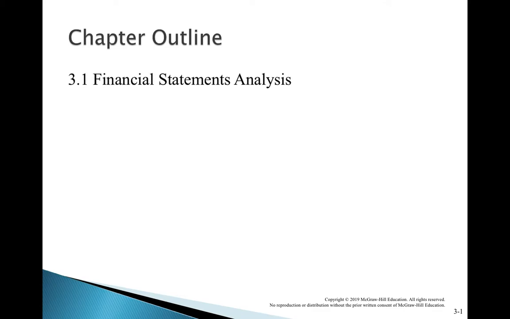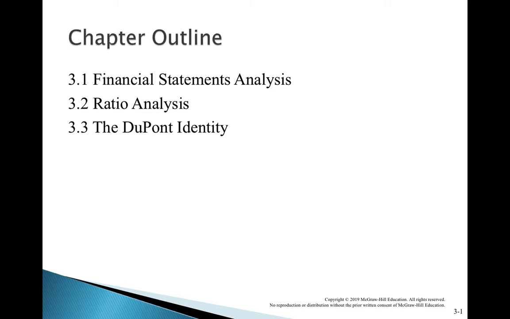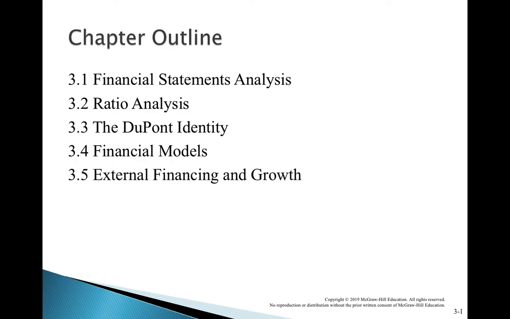The outline: 3.1 will talk about financial statement analysis, the details of financial statement analysis, what is this, why this, how this, and 3.2 will talk about ratio analysis. 3.3 will talk about the DuPont identity, one special category of ratio. 3.4 will talk about financial models, and 3.5 will talk about EFG or external EFN.